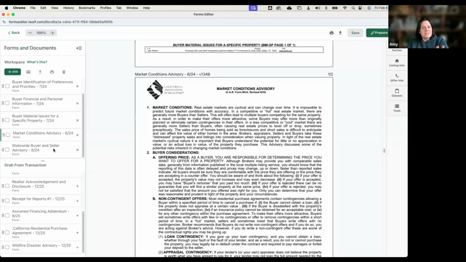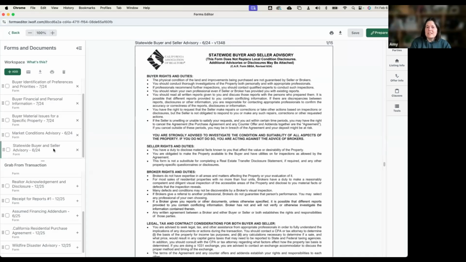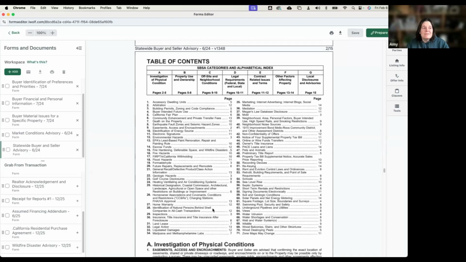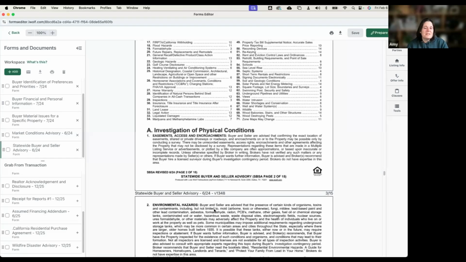The other form that falls in line with this market conditions advisory is the statewide buyer and seller advisory. This again outlines what the buyer's rights and duties are once they enter into contract on a property. It talks about the seller's rights and duties, the broker's rights and duties, and then is 15 pages of different types of investigations that they can do on a property that they enter into contract on or that they're thinking about buying. So this gets them thinking ahead of time about what they should be paying attention to when looking at properties.